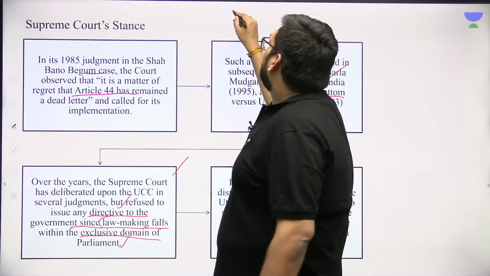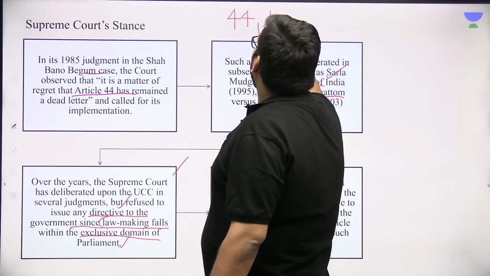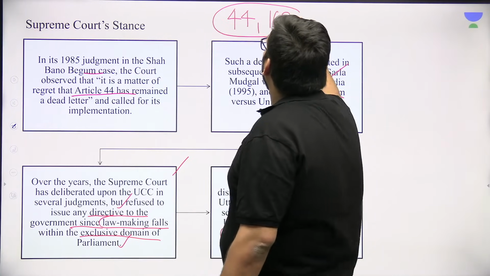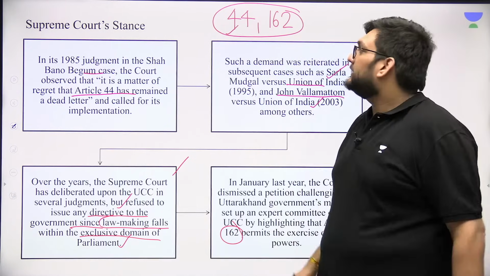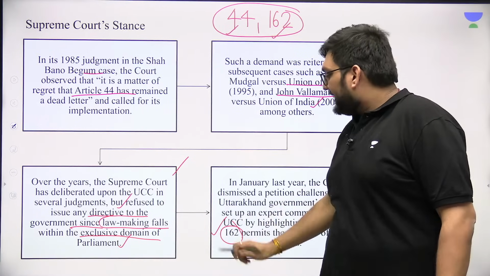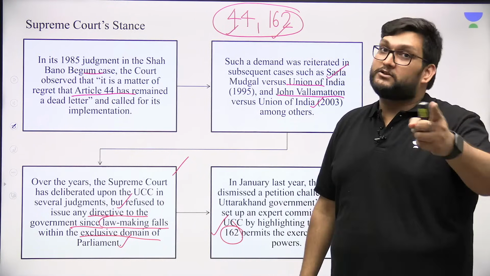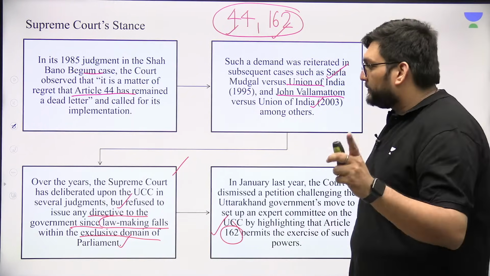So what you have to remember is Article 44, Article 162 here, which is very, very important for you because under Article 44 it is a DPSP, state or center, and thereafter 162 because Article 162 gives the state the rights to go for UCC in that regard.